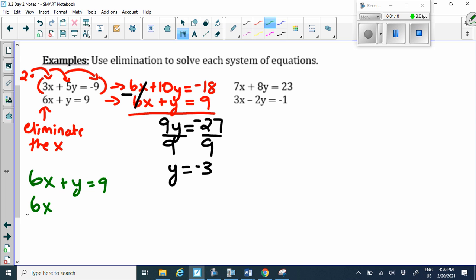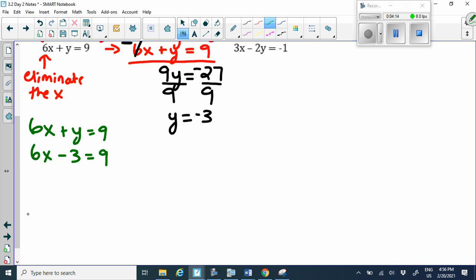We will have to move it over. There we go. Okay, now solving for x, I add 3 to both sides. I get 6x equals 12. Divide both sides by 6, I get x equals 2.